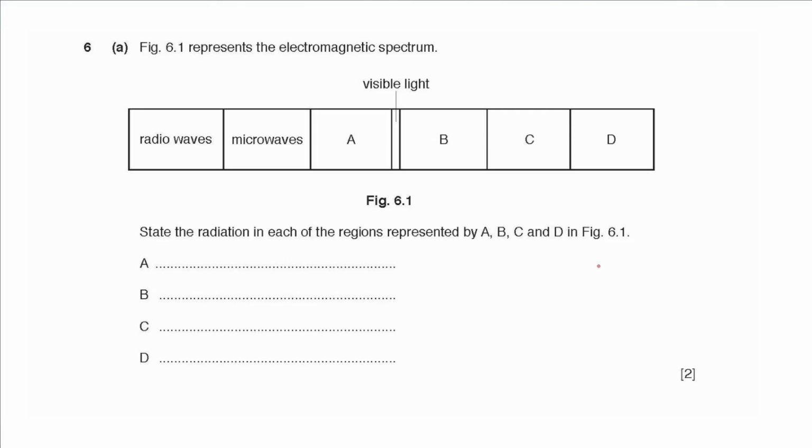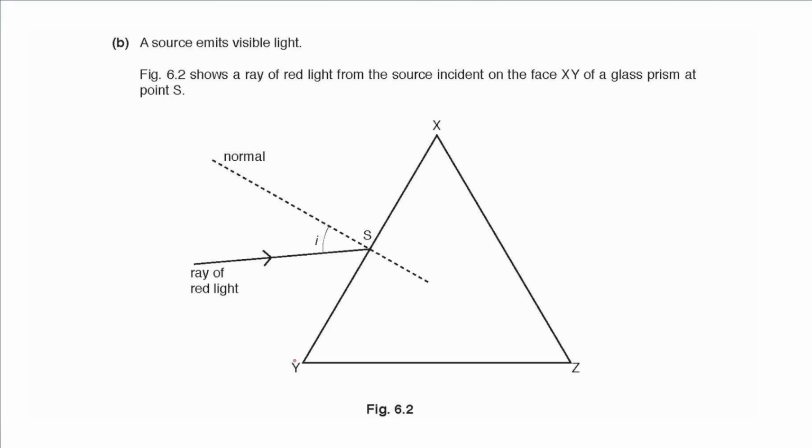Question 6a says figure 6.1 represents the electromagnetic spectrum starting from radio waves, then microwaves, and we have unlabeled sections of the spectrum with the visible light in the middle, and we are required to identify the unknown regions. The one between microwaves and visible light is infrared, and after visible light we have ultraviolet, then we have X-rays, then gamma rays.